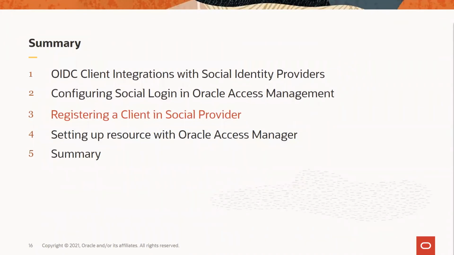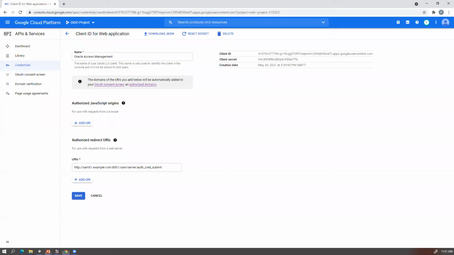Now next we'll see how the OAuth client is being created and set up at the social ID provider. Here the example chosen is the Google IDP, the Google social provider. Here I've already configured the client. That's what you see here as the client ID, the client secret, and the date it was created. I'll show you the steps for how it's been arrived at.